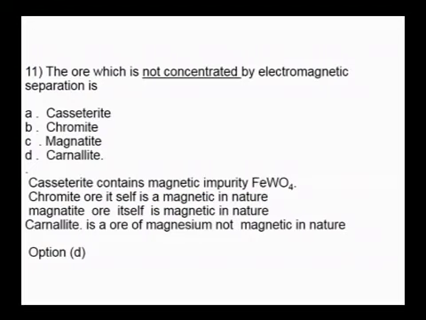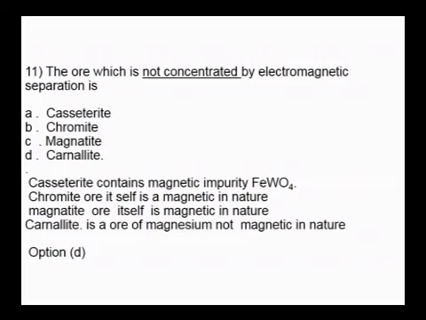But in the question, not concentrated by electromagnetic separation is given. So see the first one, cassiterite. So cassiterite is an ore of tin. It contains magnetic impurity wolframite. Its formula is FeWO4. So chromite ore itself is magnetic in nature.